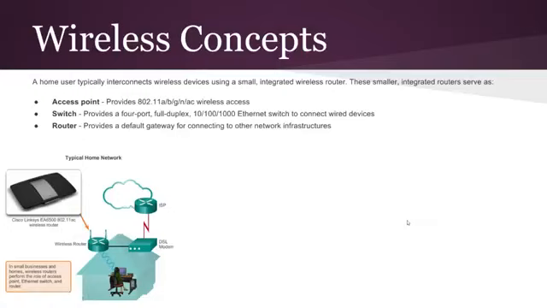Now, the one that we're all, I think, more familiar with would be the typical home network, which is where a home user typically interconnects wireless devices using a small integrated wireless router. These smaller integrated routers serve as an access point, a switch, and a router, all at the same time. And as we can see, the ISP sends the internet information to a DSL modem, which is then connected to the wireless router, which provides coverage for commonly an entire house.